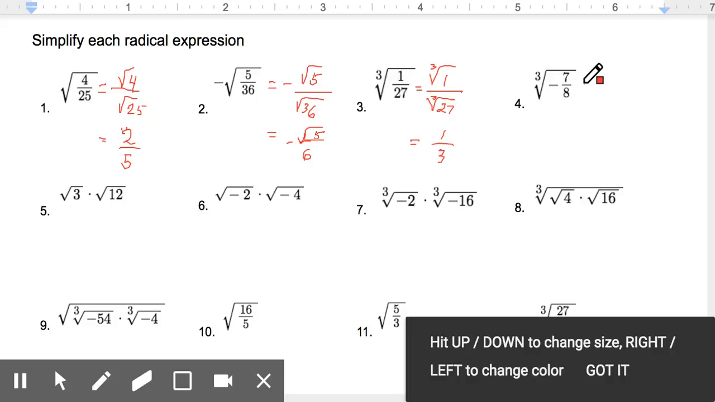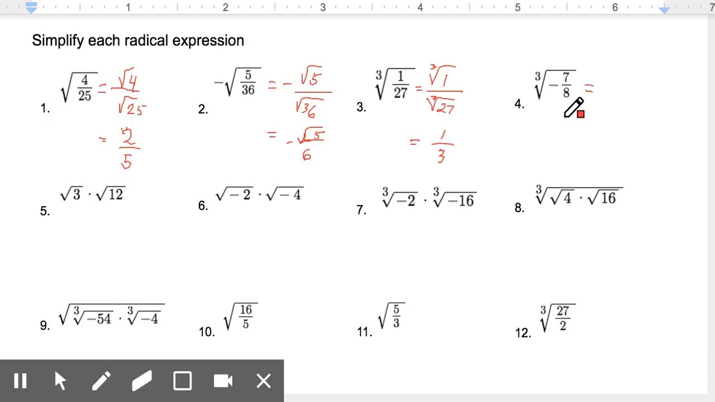Okay, 4. We have here cube root of negative 7 over 8. So when a fraction is negative, we can rewrite it as negative 7 over 8. So have the negative in the top. Or you can also write it as 7 over negative 8.